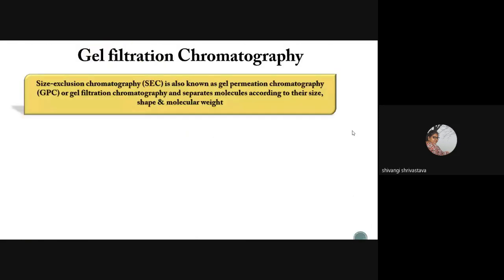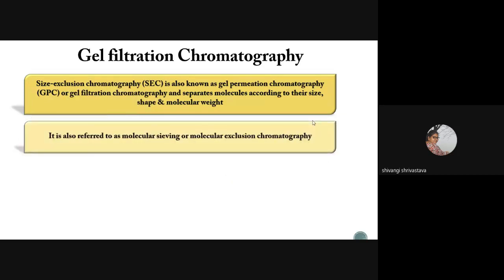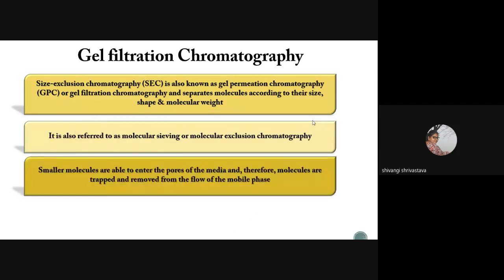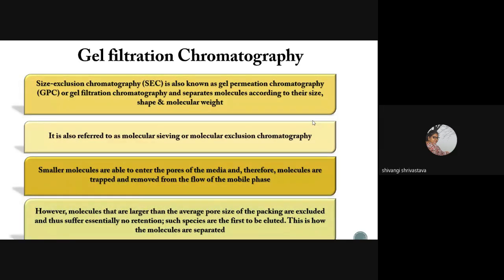Gel filtration chromatography has many names: size exclusion chromatography, gel permeation chromatography, gel filtration, and it is also referred to as molecular sieving or molecular exclusion chromatography. It can separate molecules according to their size, shape, and molecular weight. Smaller molecules are able to enter the pores of the media, and therefore are trapped and removed from the flow of the mobile phase. However, molecules that are larger than the average pore size of the packing are excluded and thus suffer essentially no retention. Such species are the first to be eluted, or we can say they are waste. This is how the molecules are separated.